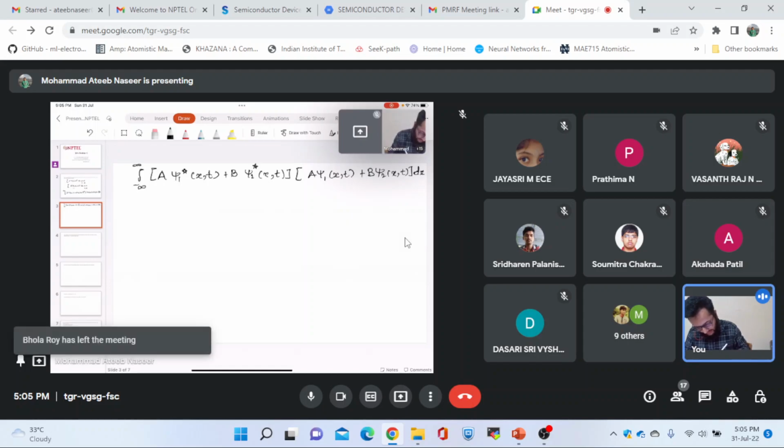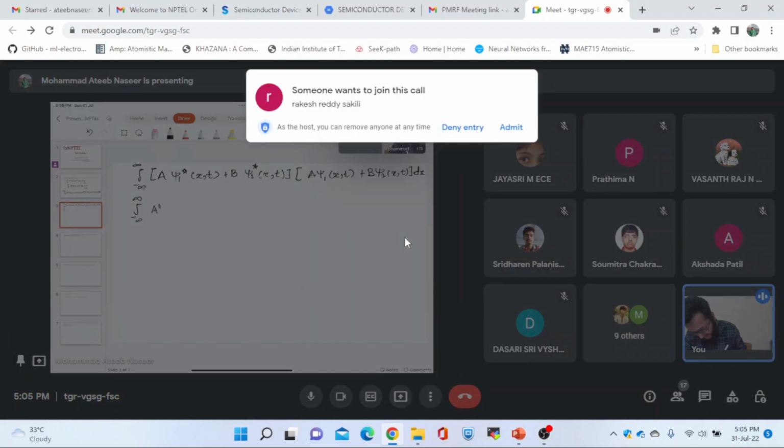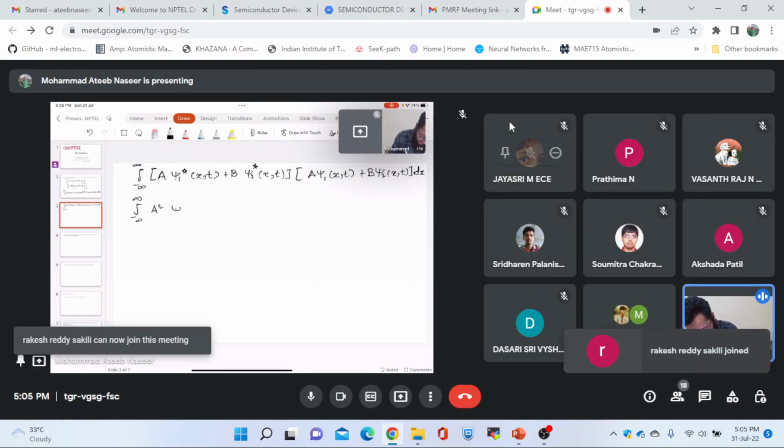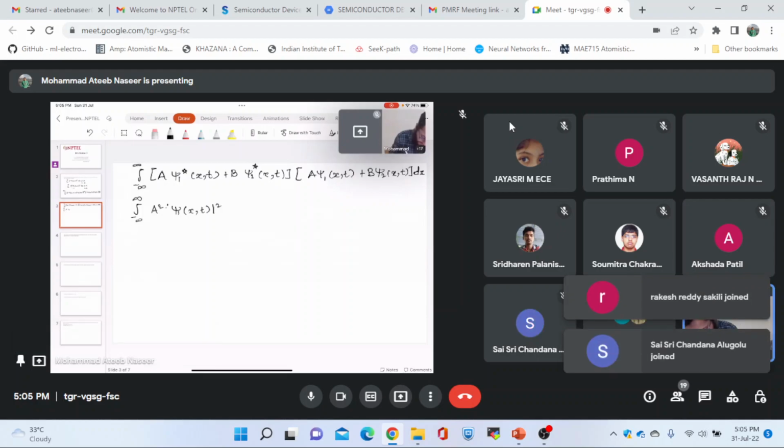Now, if we take its conjugate and multiply the terms by itself, it will look like minus infinity to infinity a squared psi 1 of x comma t whole squared dx, plus minus infinity to infinity ab.